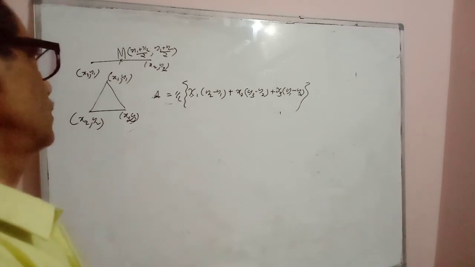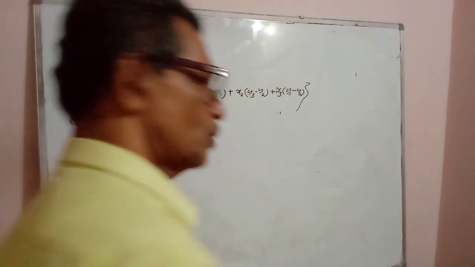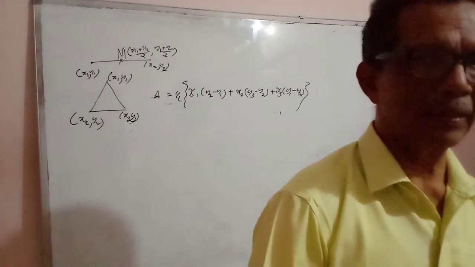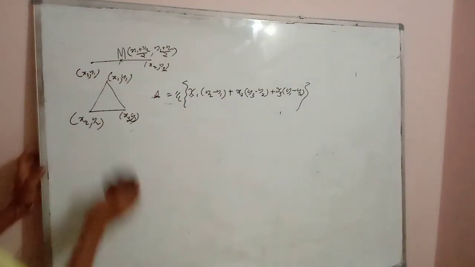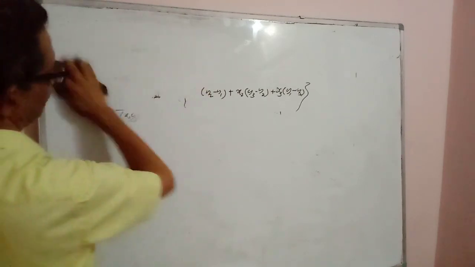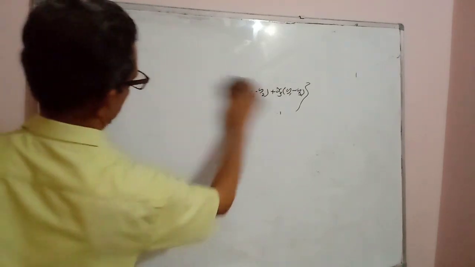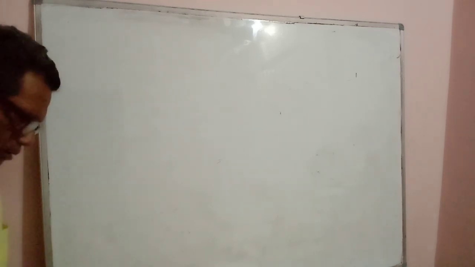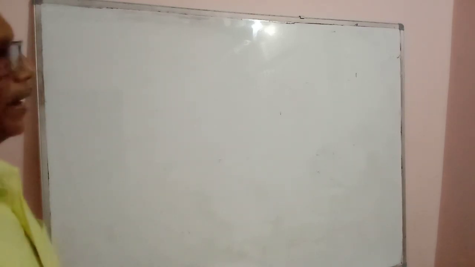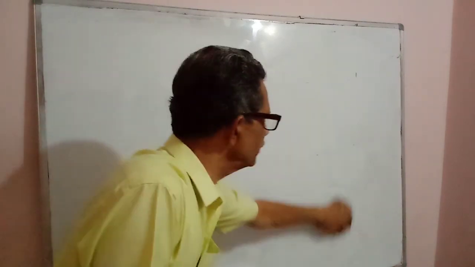These are the concepts which you have learned in 10th standard. Okay. Make thorough all these concepts: the distance formula, section formula, the midpoints, then the area of a triangle whose vertices are given. The formula for finding the area of a triangle. Okay.